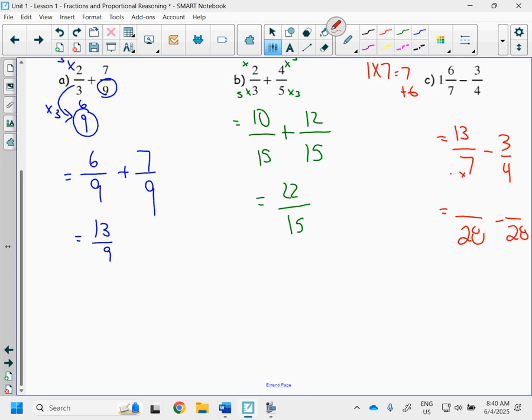I'm going to times this one by 4, which means I've got to times that one by 4. I might need calculators for this, that's okay. I'm going to times this one by 7, so we're going to times this one by 7. And this time be careful, we're subtracting. You should end up with 31 over 28. And there's some fraction work.